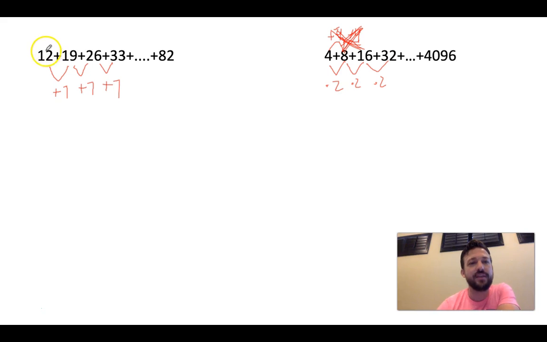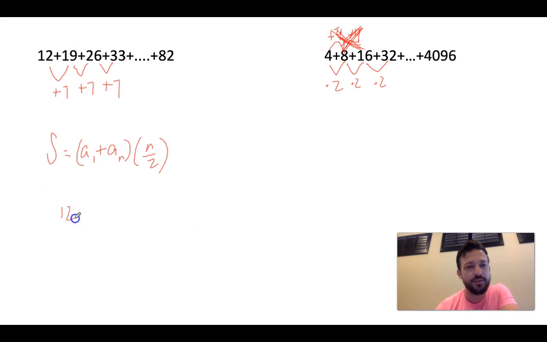If I want to find the summation of every number in this arithmetic sequence from 12 to 82, I need to use that formula for the sum of arithmetics, which is the first term plus the last term times the number of terms divided by 2. The first term is 12. So far, pretty easy. The last term is 82. I'm going to add those two together and multiply by the number of terms divided by 2.